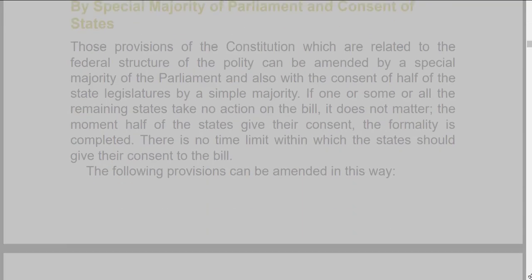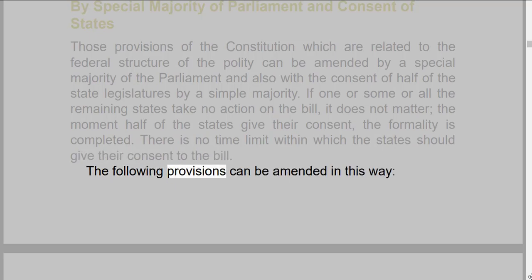By special majority of Parliament and consent of states. Those provisions of the Constitution which are related to the federal structure of the polity can be amended by a special majority of the Parliament and also with the consent of half of the state legislatures by a simple majority. If one or some or all the remaining states take no action on the bill, it does not matter. The moment half of the states give their consent, the formality is completed. There is no time limit within which the states should give their consent to the bill.